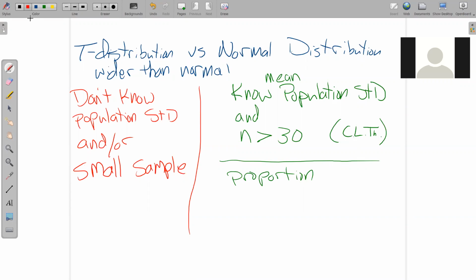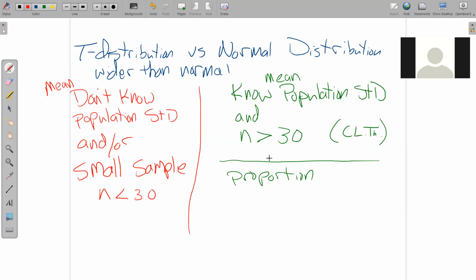And then for the t distribution, again, we're talking about means. Could be a confidence interval or a hypothesis test, but we don't know the standard deviation and or we have a small sample size, which means that the sample size is less than 30. Then we would use a t. We'll never use a t distribution for a proportion.